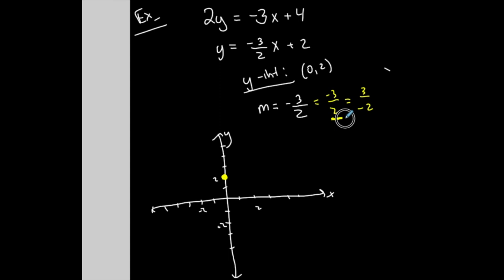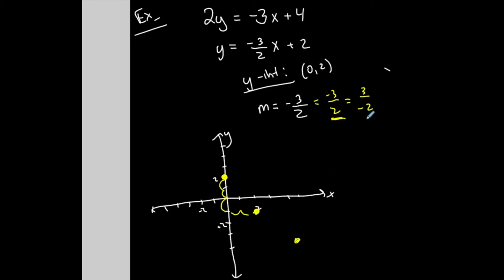Let's say I use this, where the negative is on top. This is my change in y, meaning I'm going down in the vertical direction, negative. Down 3 units: 1, 2, 3. Then I'm going in the positive x direction, 2 units: 1, 2. Then I drop my next point. If I want another point, I go down again, another 3 units: 1, 2, 3. To the right, 2 units: 1, 2. Then I drop my next point. Notice that I'm creating a line, and that it's decreasing, which is what I expect for a negative slope.